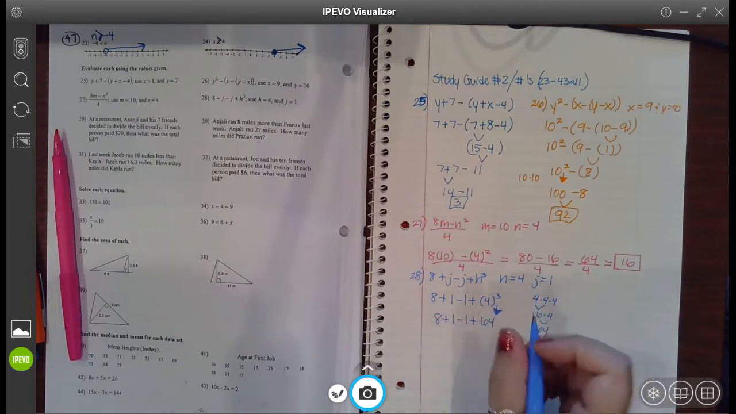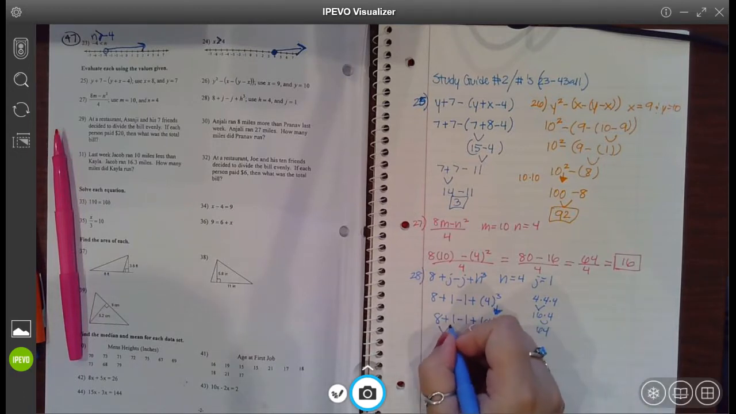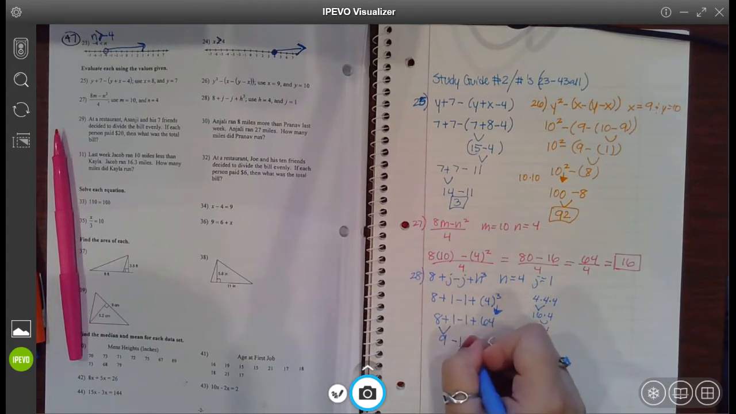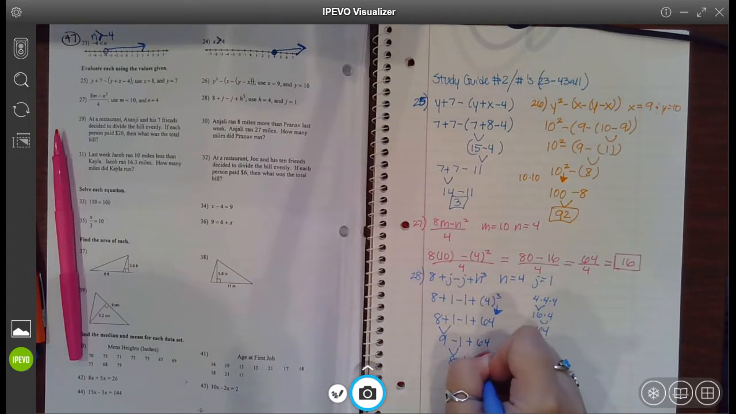Bring everything else down. Now you only have addition and subtraction left. So when you're deciding between addition or subtraction, you just go from left to right. So 8 plus 1 is 9, minus 1 plus 64. 9 minus 1 is 8. And 8 plus 64 is 72.